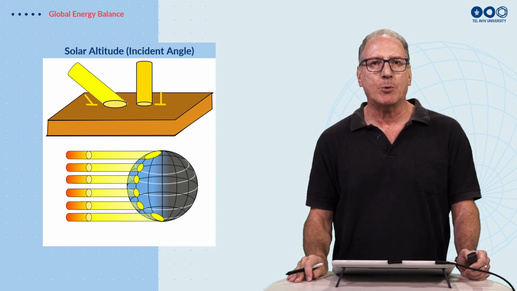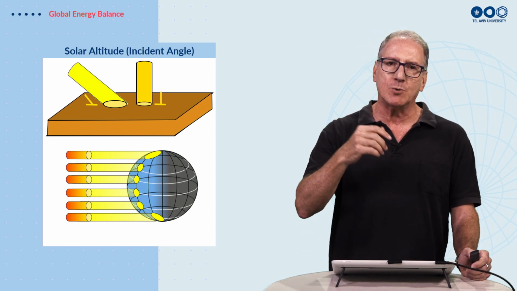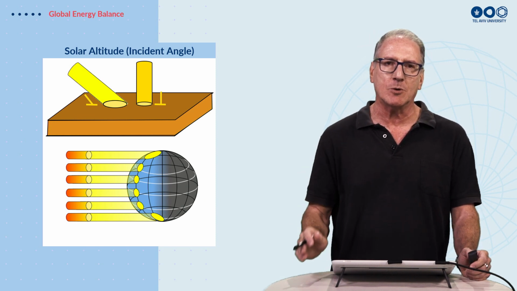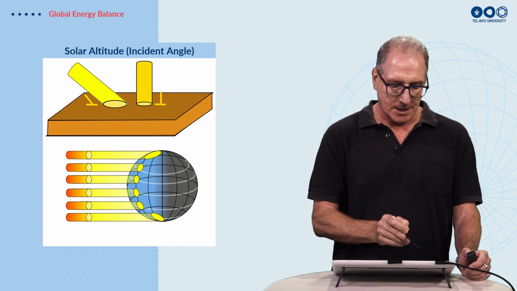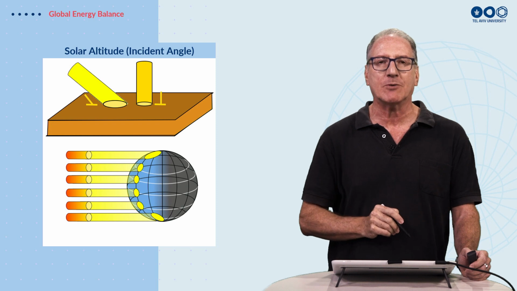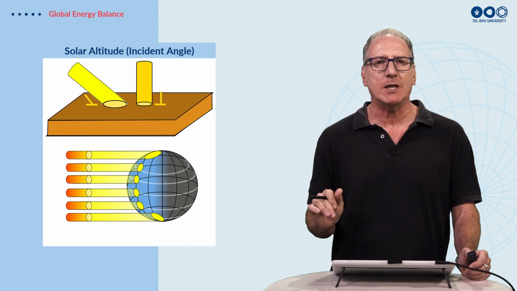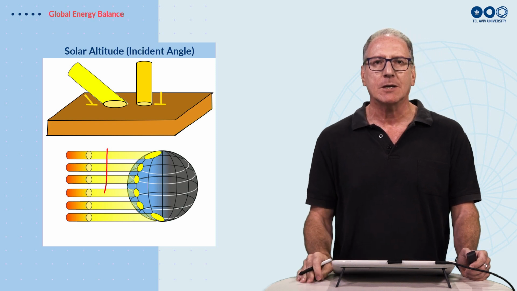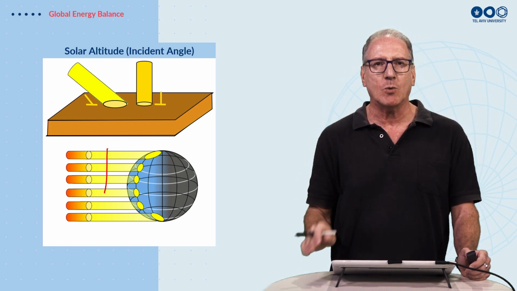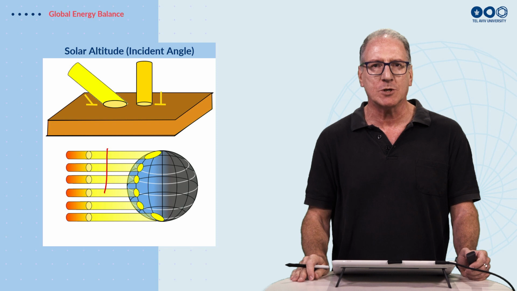Just to point out again that as we go from the tropics to the poles, the angle of the sun relative to the surface changes. If we look at the rays coming from the sun, we have the same amount of radiation everywhere. Again, if we look perpendicular to the rays, for every square meter, 1,362 watts per square meter.